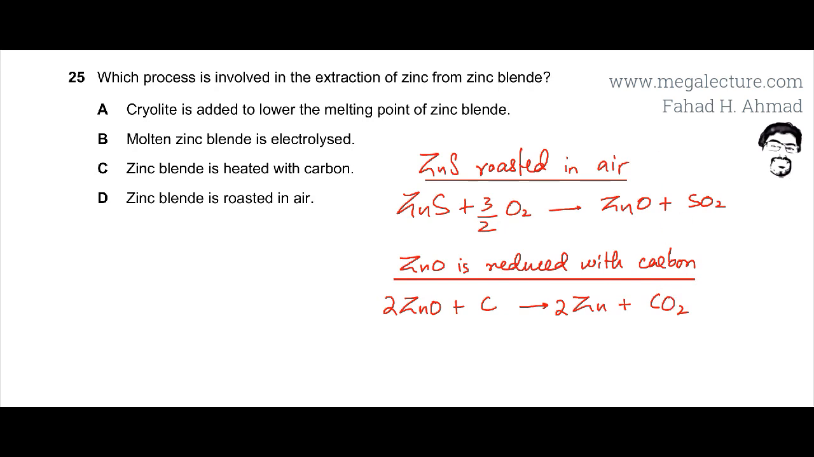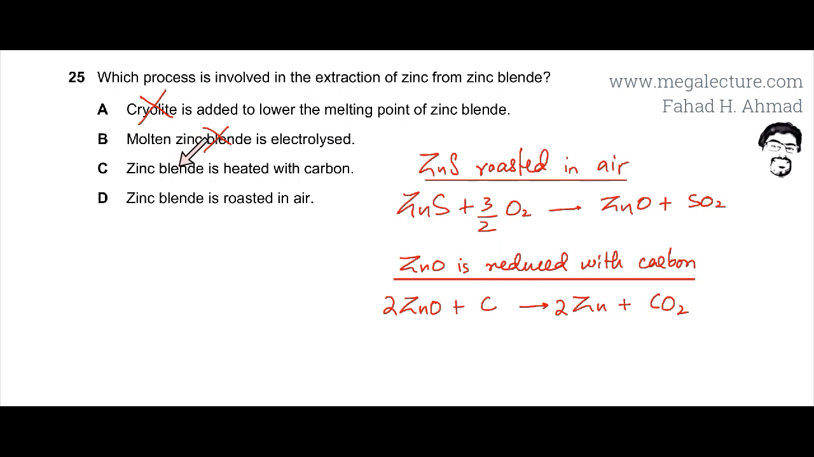So which one is correct? Cryolite is not used in extraction of zinc. It's used in the extraction of aluminium from bauxite. So the first statement is incorrect. No use of cryolite over here. The next one is molten zinc blende is electrolyzed. No electrolysis is done. Instead, you react it with carbon, which is going to reduce it.